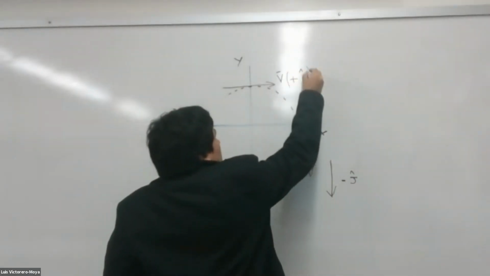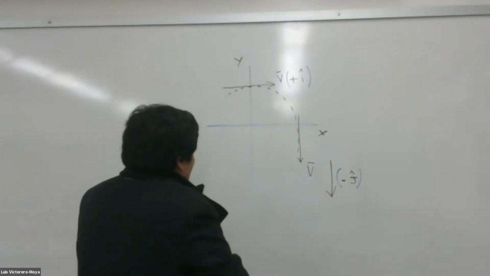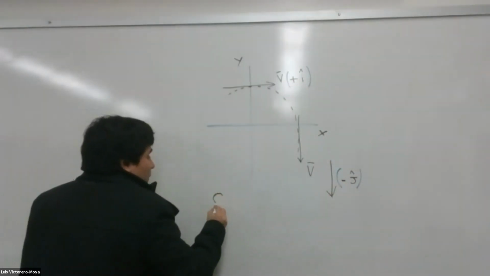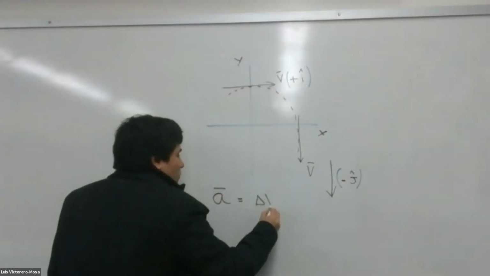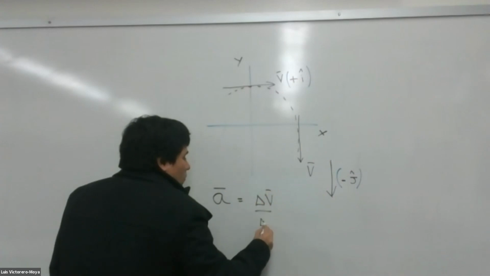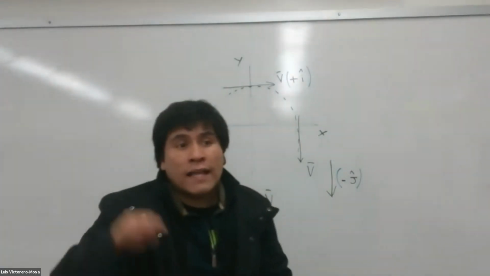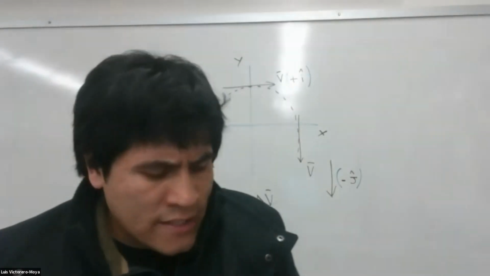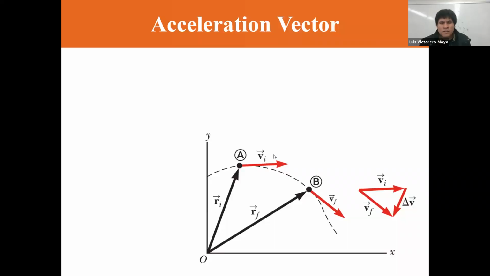Therefore, we have a change in velocity. And that is the definition of the average acceleration. So you can have acceleration when there is a change in the direction of motion. We will see that more in circular motion, by the way. But just in case, so you can see it.